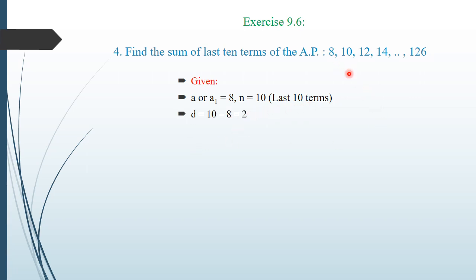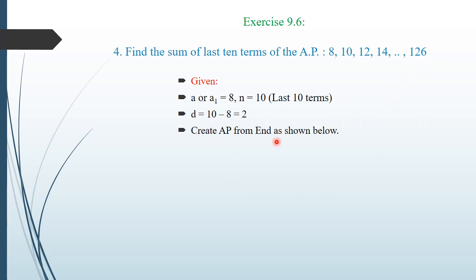Let us calculate the common difference: d is equal to the second term minus the first term, that is 10 minus 8, which is going to give me the answer as 2. Now, if we want to find the sum of the last 10 terms, we need to write this AP in a reverse manner, that is, beginning from 126. Let us see how we can do that.